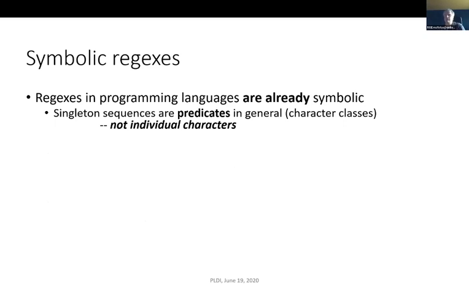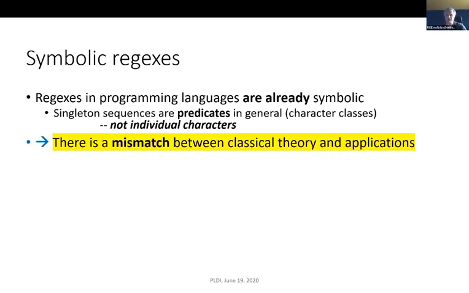If you look at singleton sequences, they are talking about predicates and not about individual characters. So in that sense, there is a mismatch between classical theory, which wants to treat the alphabet explicitly and talk about single characters one at a time, and applications where this is not really done. Suppose you have an alphabet like Sigma. Well, Sigma here could be ASCII, or it could be Unicode. If it's Unicode, it has over 1 million characters.